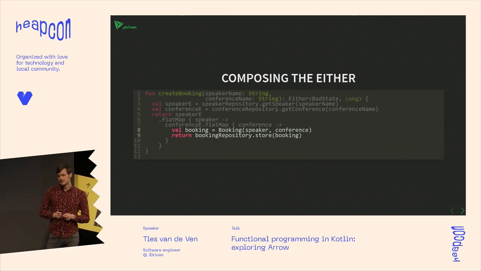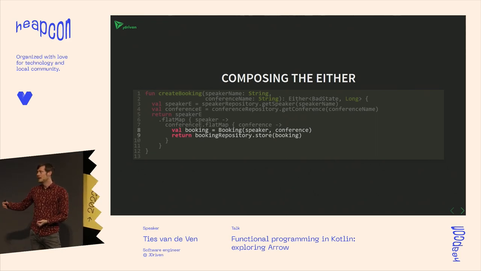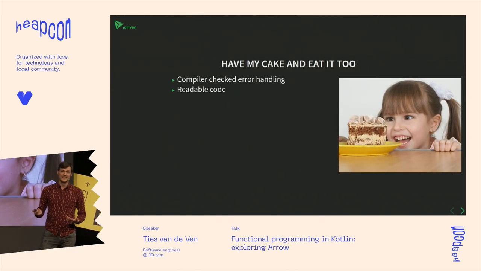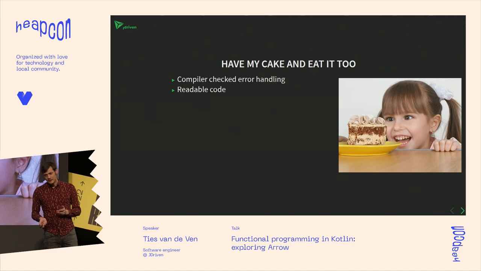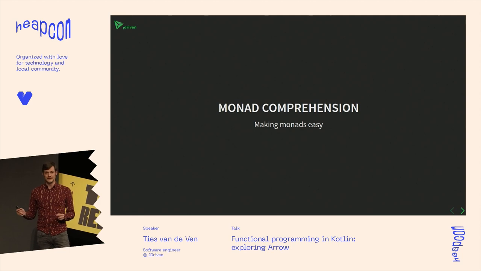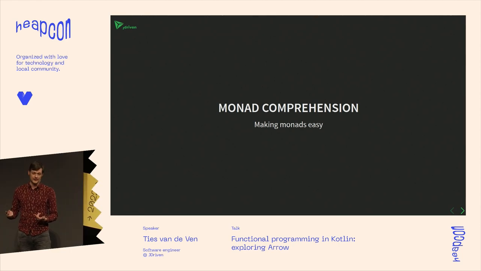Luckily, Arrow has a thing for that, because I actually really like to use this way of error handling. I really like the compile time safety that these Eithers give me. I just also like very readable code. So you might say that I kind of want to have my cake and eat it too. So Arrow has a good solution for this, and it's called the monad comprehension. And basically, it's there to make working with these monads easy.